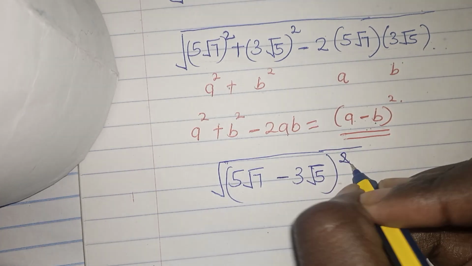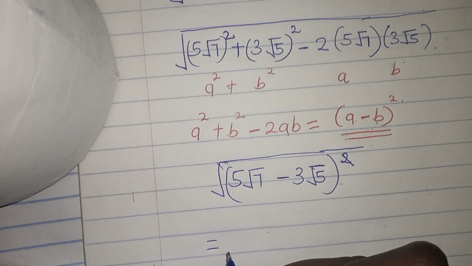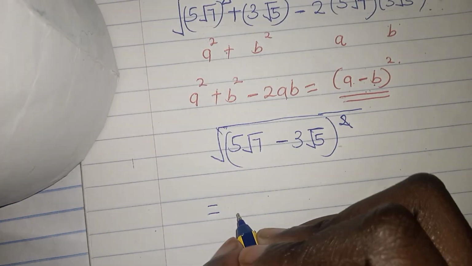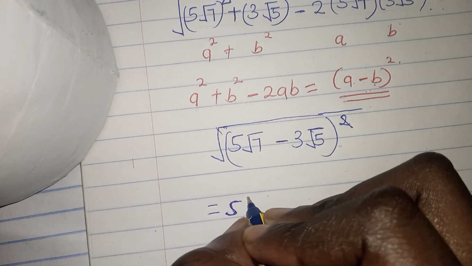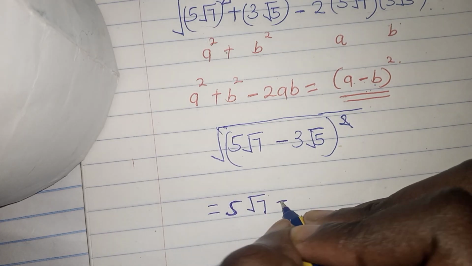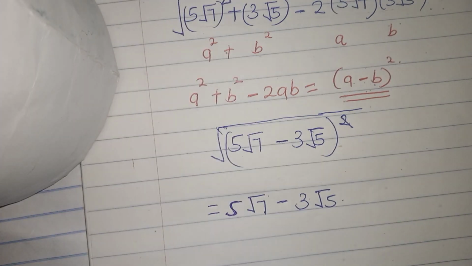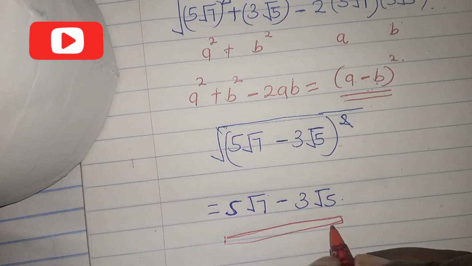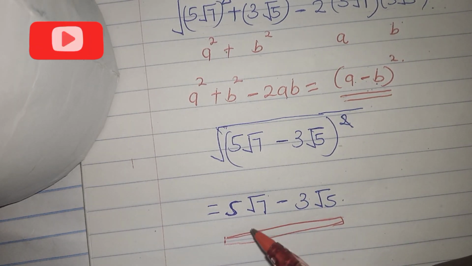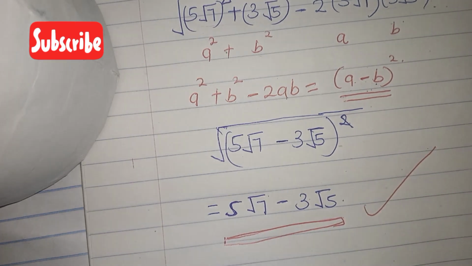So this square will cancel with this square root, and our simplified answer will remain as 5 root 7 minus 3 root 5. So this is our final answer. This is our final answer. We have simplified it to 5 root 7 minus 3 root 5 without using a calculator.